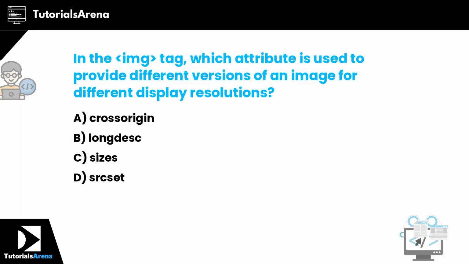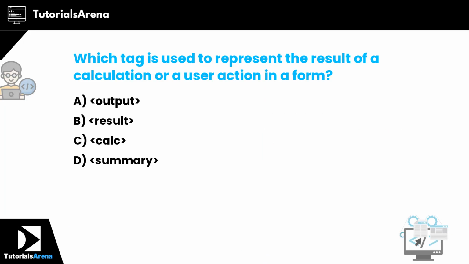In the IMG tag, which attribute is used to provide different versions of an image for different display resolutions? The correct answer is option D, srcset. Which tag is used to represent the result of a calculation or a user action in a form? The correct answer is option A, output.